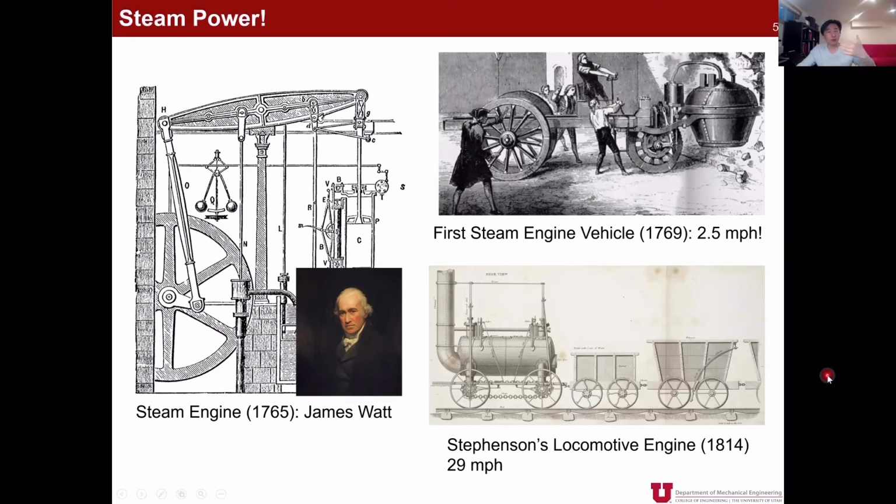And then people kept using these steam engines and improved them. And in 1814, Stephenson made a locomotive engine. The record of his engine was 29 miles per hour. So within around 50 years, the speed of that vehicle that used a steam engine increased from 2.5 miles per hour to 29 miles per hour, which is more than 10 times faster.